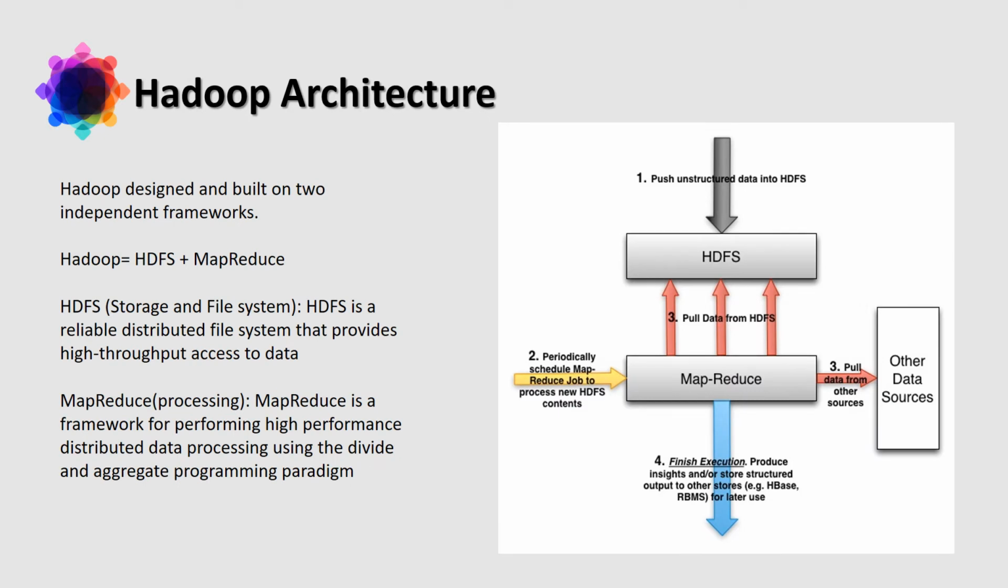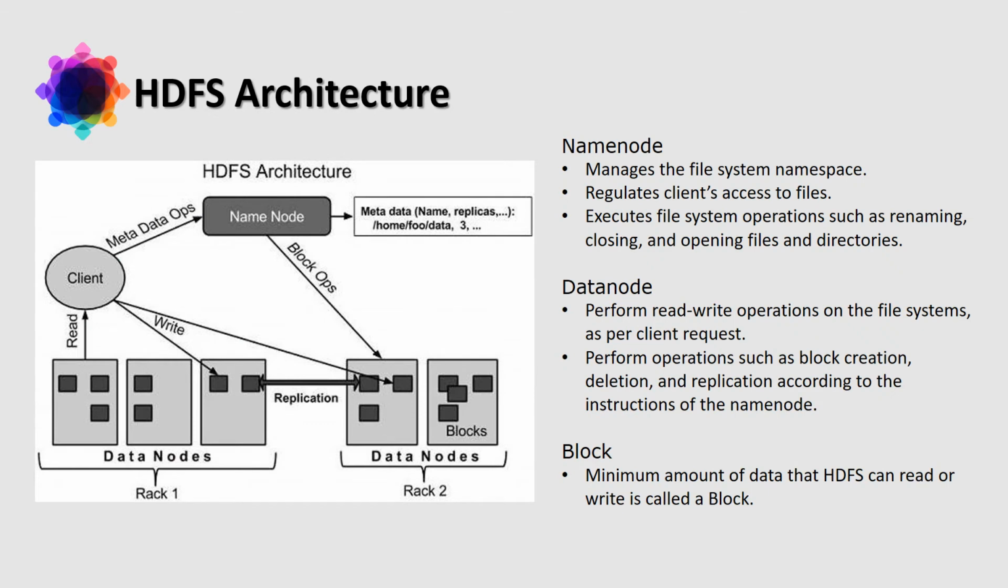Let us deep dive into the Hadoop architecture and its components. HDFS is a reliable distributed file system that provides high throughput access to data, while MapReduce is a framework for performing high-performance distributed data processing using the divide and aggregate programming paradigm. HDFS consists of two major parts, the name node and the data node.